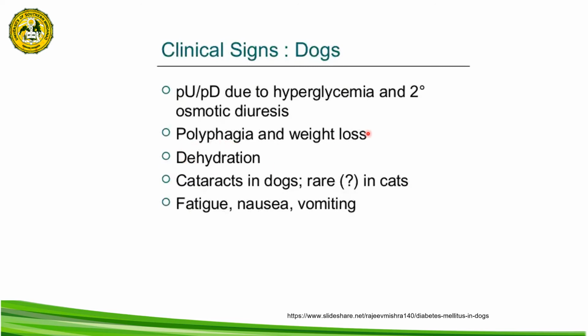In dogs, we also have the development of cataracts. So 50% of dogs will develop cataracts within 6 months of diagnosis, 75% within a year, and 80% within 16 months after the diagnosis of diabetes. There is also fatigue, nausea, and vomiting.